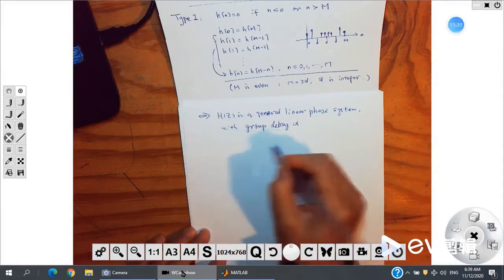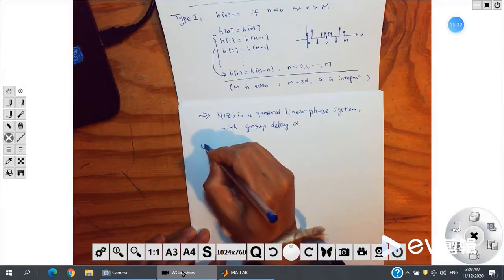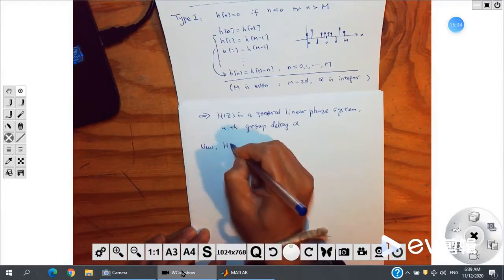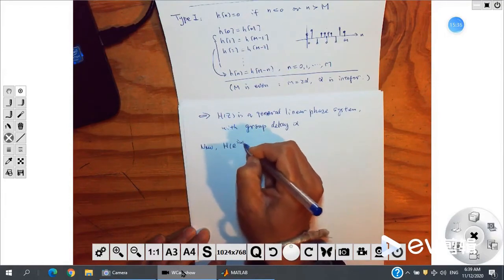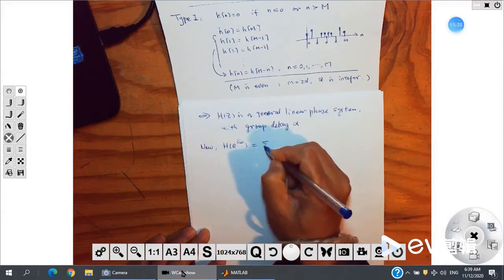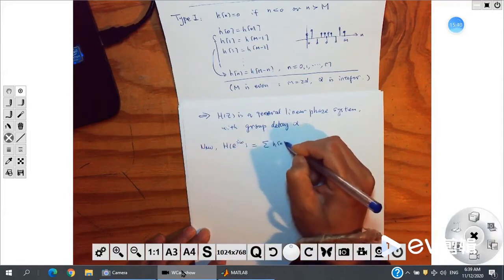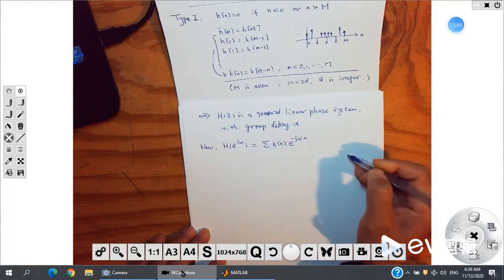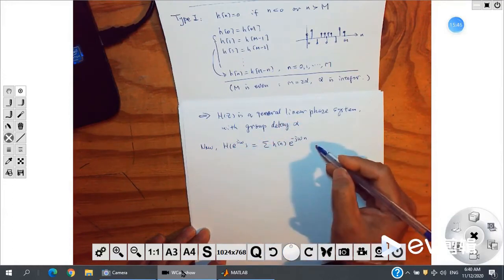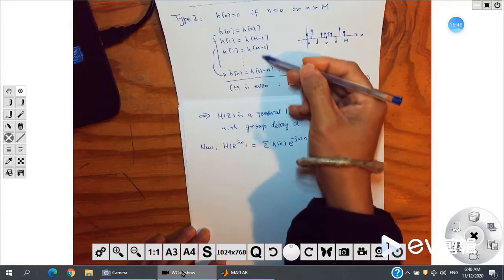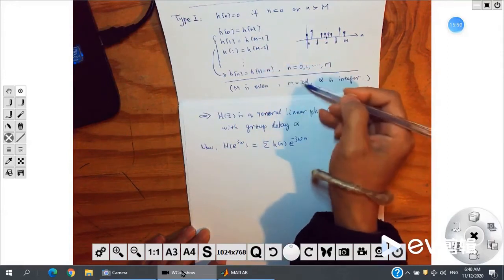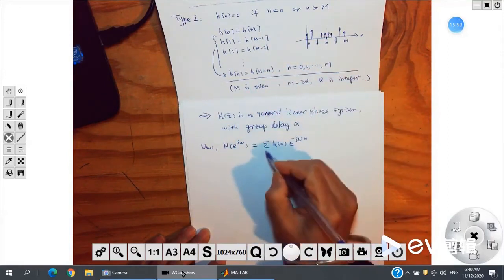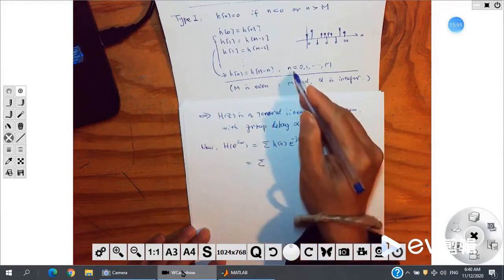Now H(e^{j omega}) equals the summation of h of n times e to the negative j omega n. This is the definition of the frequency response. And we have this symmetrical feature, so we only need the summation for n running from 0 to M.